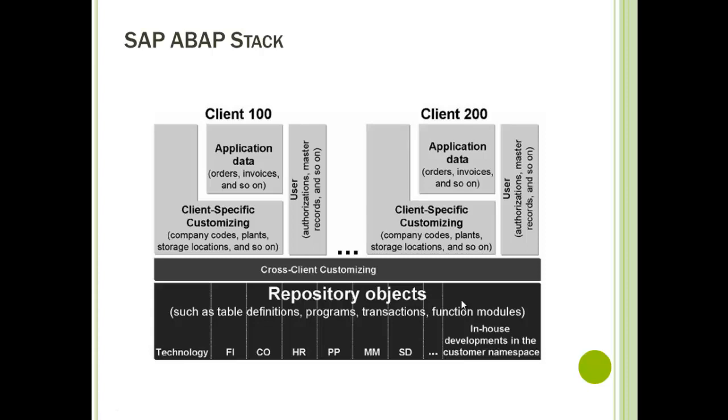What is client specific data? For example, your application data, like an invoice which you create inside SAP, stays in one specific client, so it is not available in the next client. Or an order, a service order, or a quotation: these are all application data created by the users who use this SAP system. This is specific to each client. So when you create an invoice in one client, it will not be available in the other client. It is only specific to one client.